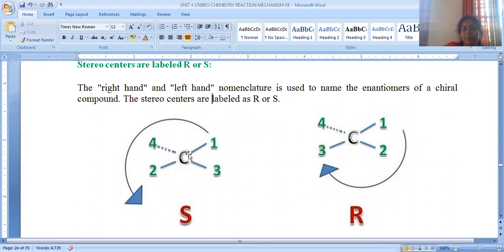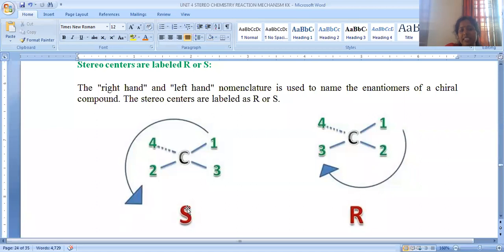This is the carbon atom, with first, second, third, and fourth functional groups. From 1 to 2, 2 to 3, we are rotating the molecule in this direction. What is the rotation? Whether it is clockwise or anti-clockwise. Here, the fourth priority group is not considered in this molecule. If carbon is surrounded by 4 different functional groups, let us number them 1, 2, 3, 4 like this. From the first to the second, if we are moving in anti-clockwise rotation, that is denoted with S.